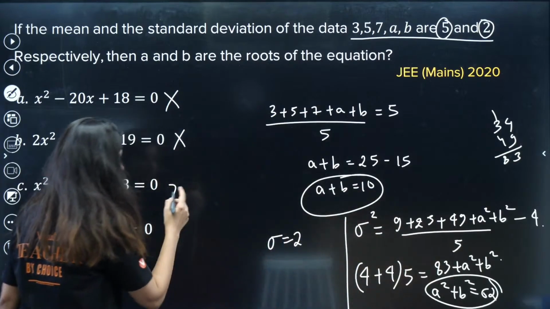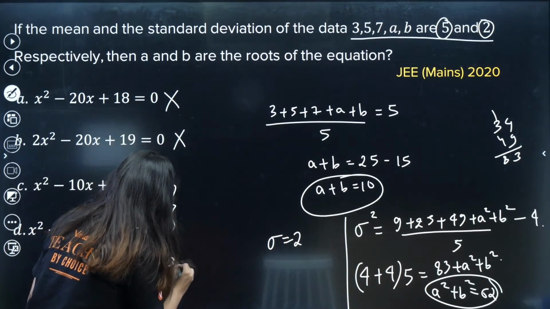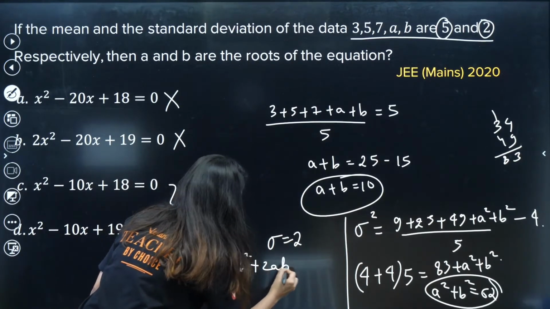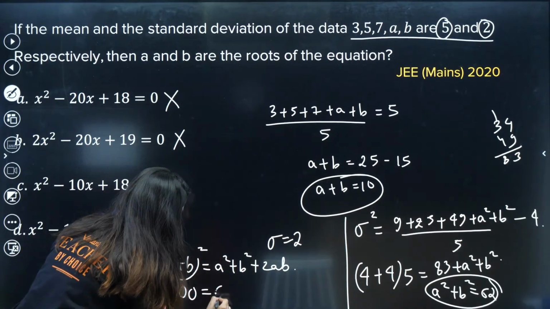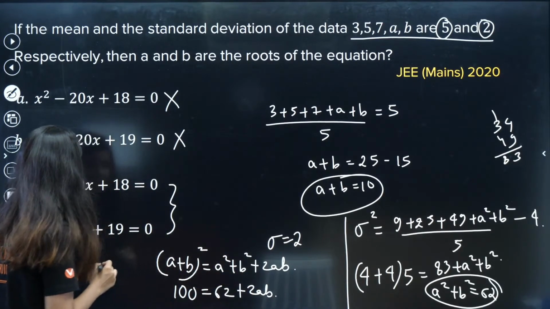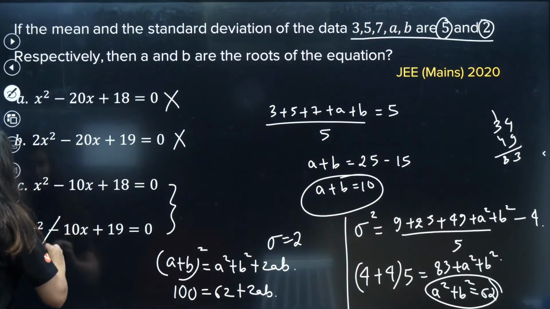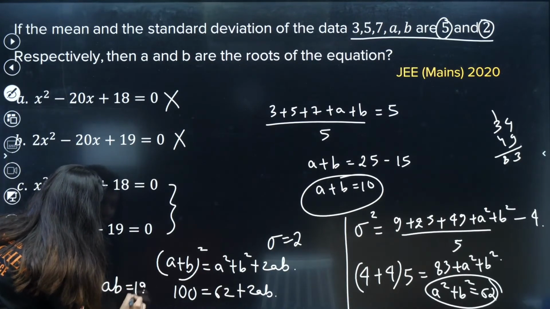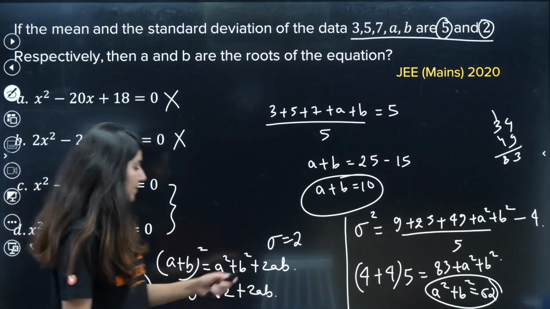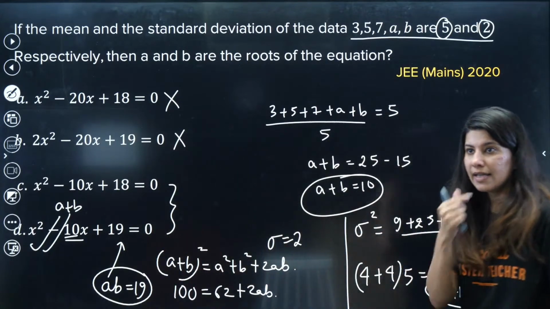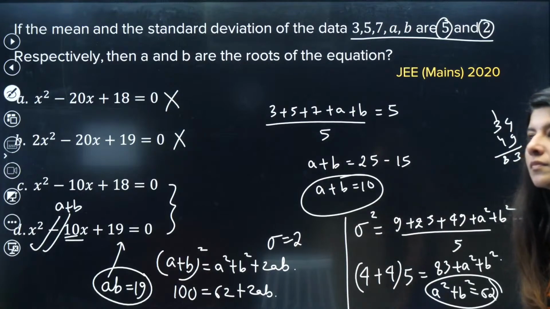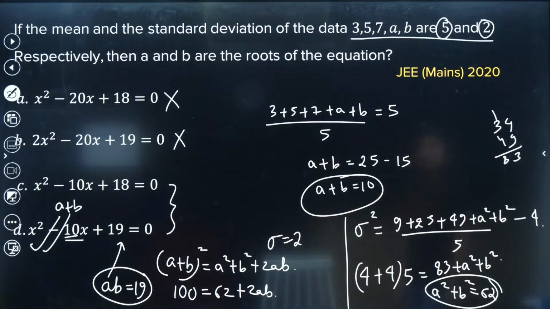Right? Now you have A plus B whole square, which would be A square plus B square plus twice AB. So that would be 100 is equal to 62 plus 2AB. So that would be 38. So AB will be 19. So option D. AB value is 19. So the product of roots is this, and the sum of roots A plus B is given as this. Option D. Absolutely right. Yes? Perfect. JEE Mains 2020.